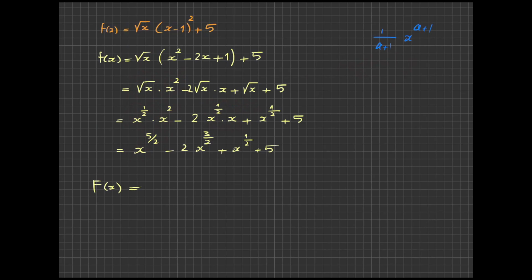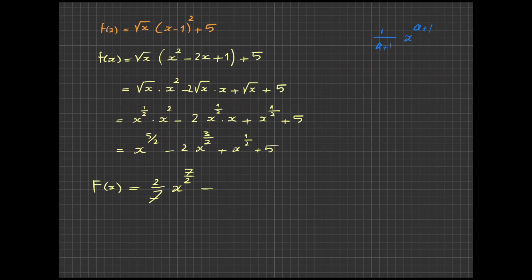2 over 7. Because 1 over 5 over 2 plus 1 becomes 1 over 7 over 2, but this becomes 2 over 7. Yes, as simple as that. So it becomes 2 over 7, but x to the power 7 over 2. Can you do the other one in your head?